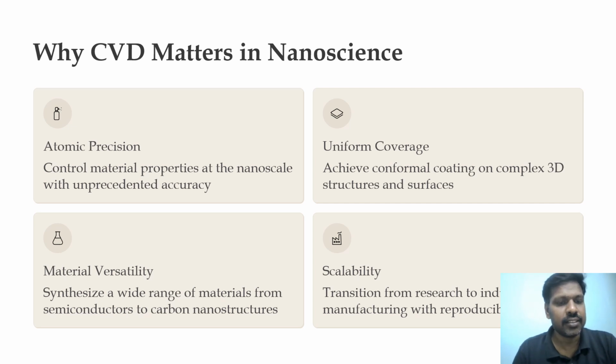CVD is important for four main reasons. First, it gives very high control over material thickness even at nanometer level. Second, it creates uniform coating, meaning the layer is evenly formed everywhere. Third, it can be used to make many types of material such as semiconductors, metals, oxides, and carbon materials. Finally, CVD can be used in both laboratories and industries, making it suitable for large-scale production.